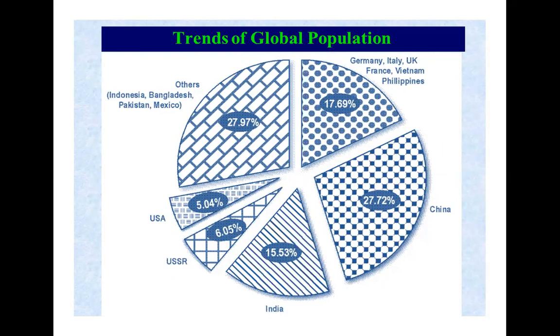Now, trends of global population. Now over here, with the help of the following pie chart, we can see the trend of global population. Now, here you can see 17.69 percent is in Germany, Italy, UK, France, Vietnam, and Philippines.